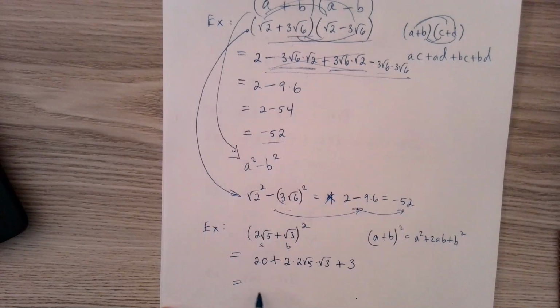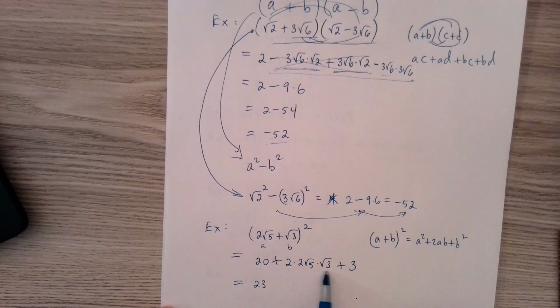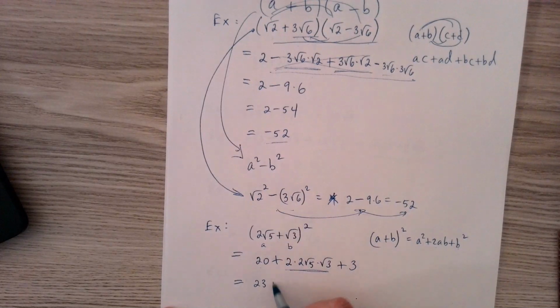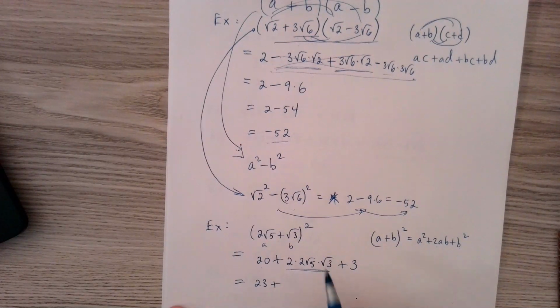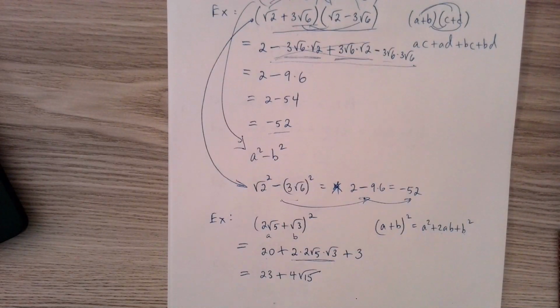And then I combine my like terms. The 20 and the 3, they're definitely like terms. And then this, I'll just multiply together to get the second term, 4 rad 15, and we're done.